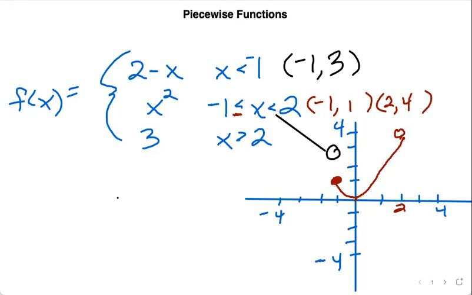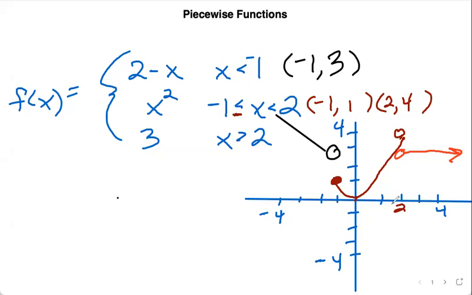Lastly, 3. What's the graph of 3? Well, that's a horizontal line. But I want it starting when x is greater than 2. Now, you're not going to plot at 2.000001. You're going to plot at 2 comma 3, an open circle, and then continue that horizontal line.